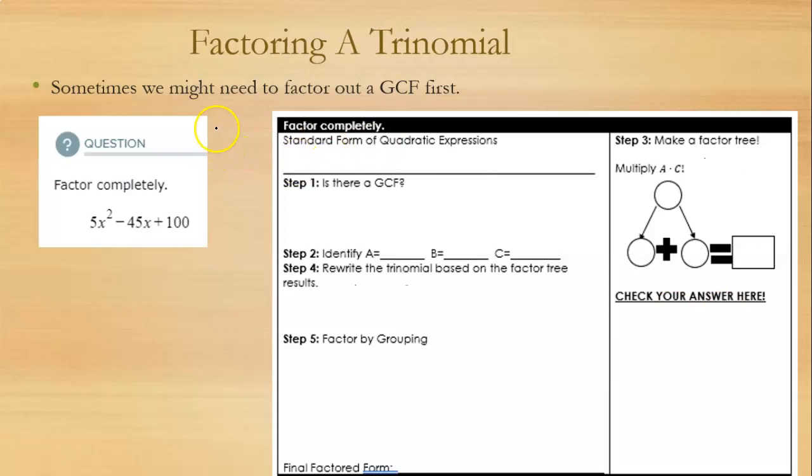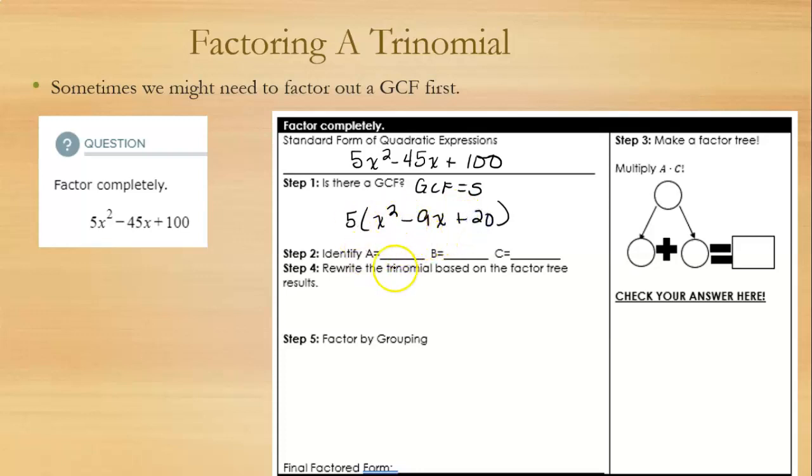You pause the video and try this one on your own. Start by looking at your standard form, and I'll give you a hint. There is a GCF that you should be dividing out of each piece. Go ahead and pause the video and try these now. The GCF that you should have found was 5. So if we take that out, I want to divide each piece by 5. That should have left you with x squared minus 9x, and then 100 divided by 5 is 20.